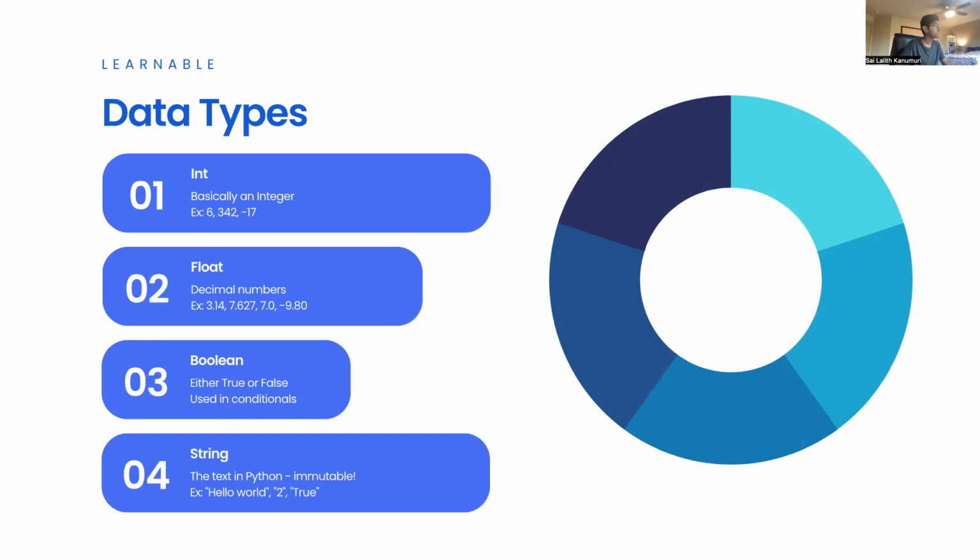So first thing is data types. We have four main data types, which is an int, which is basically an integer, like 6, 342, -17. You have float, which is decimal numbers, 3.14, 7.0, and all of the decimal numbers. We have booleans, which is either true or false. And we have strings, which is text in Python, which is immutable. So you cannot change a string after you have made it. You cannot change specific characters inside of a string.